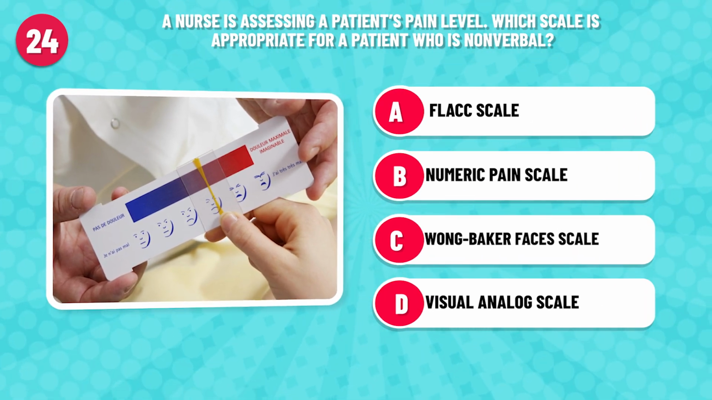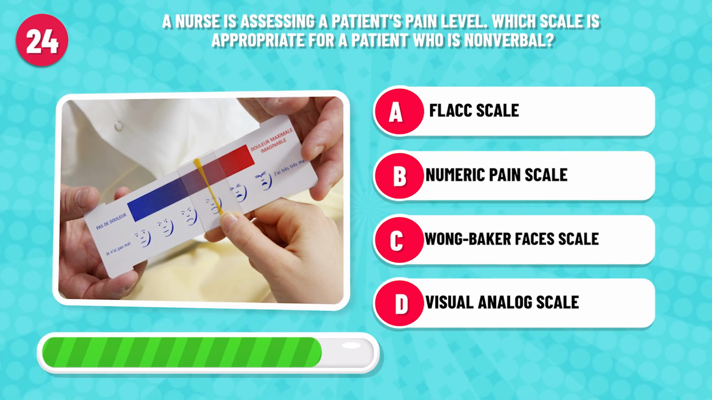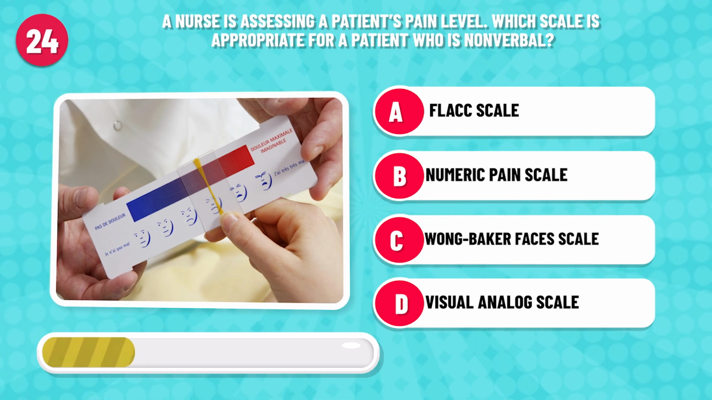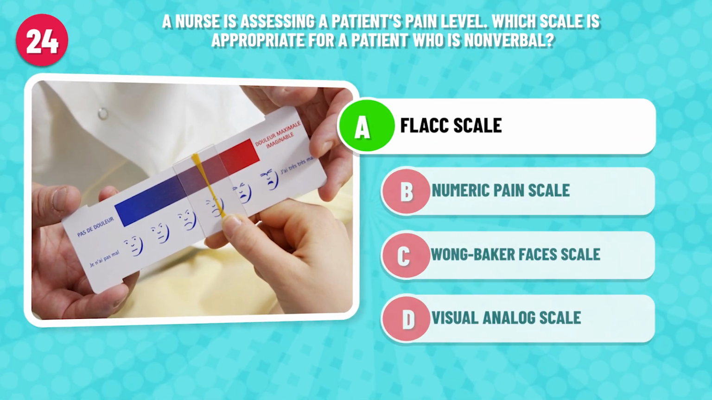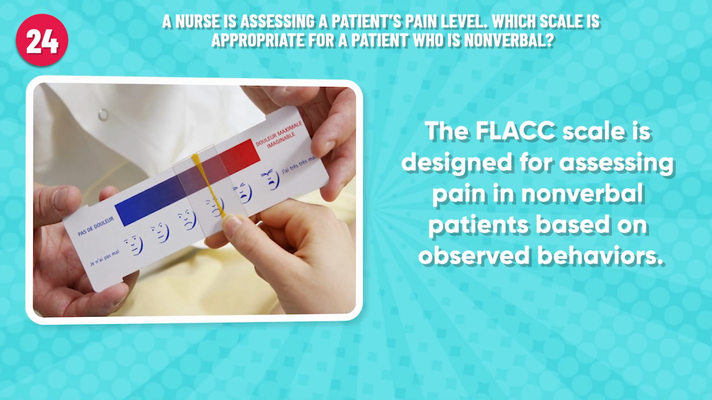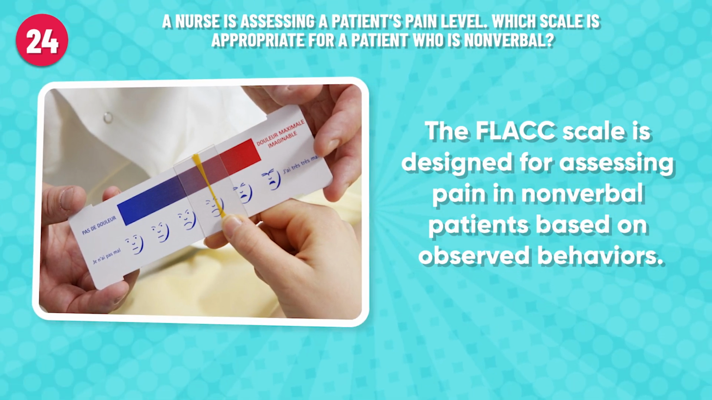A nurse is assessing a patient's pain level. Which scale is appropriate for a patient who is nonverbal? It's A. Flaxey scale. The Flaxey scale is designed for assessing pain in nonverbal patients based on observed behaviors.